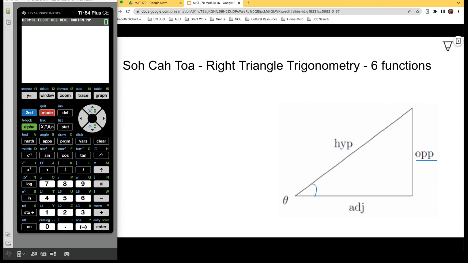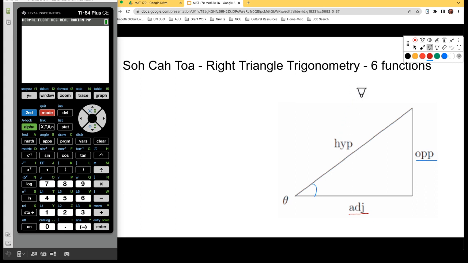The side adjacent is going to be this side, and this is in reference to this particular angle. So if we were to talk about the angle at the top up here, the sides would be different, which we're calling opposite and adjacent. So these are relative to this angle. This is adjacent: it's next to, it's touching the angle, right? The opposite is the opposite side of the angle.